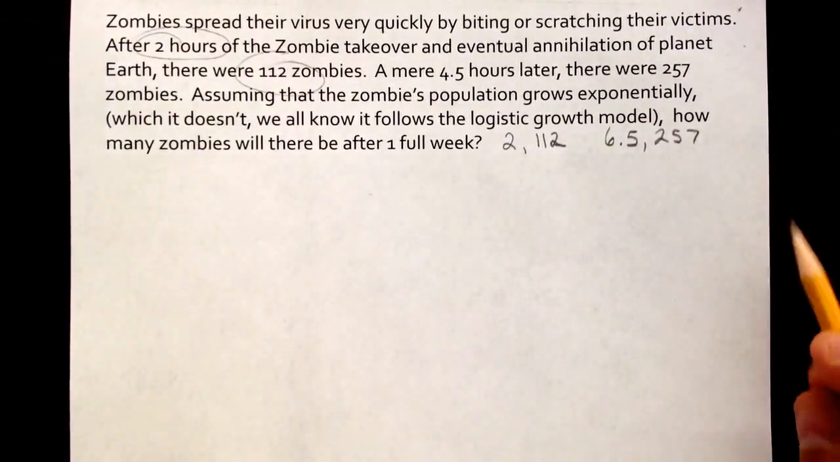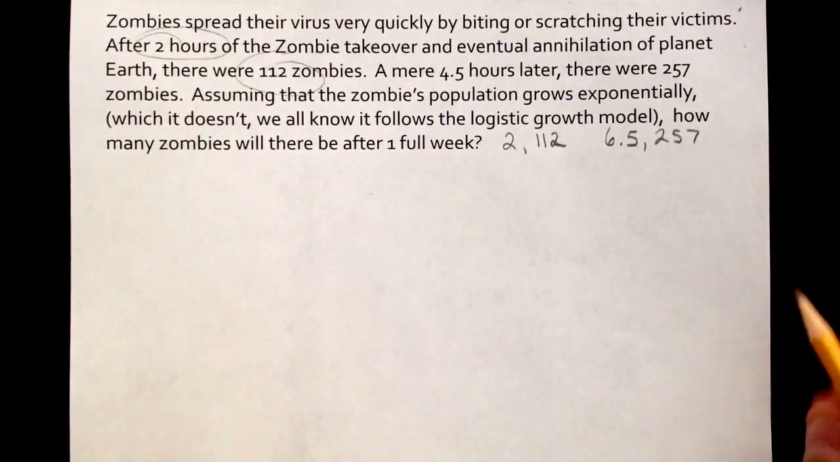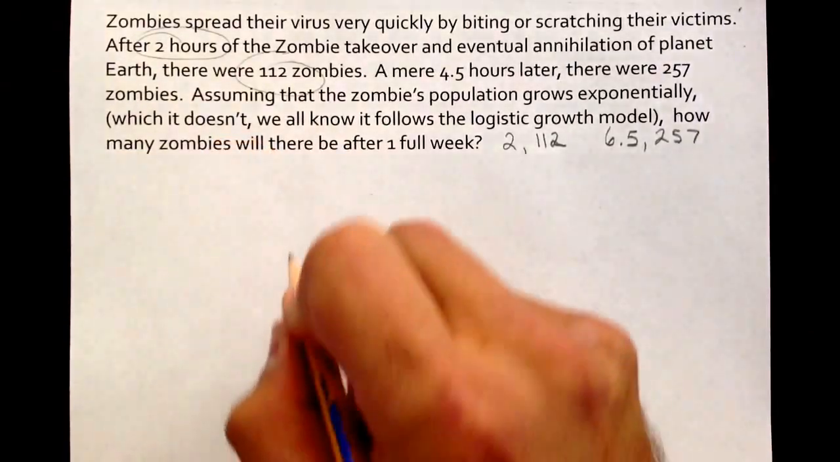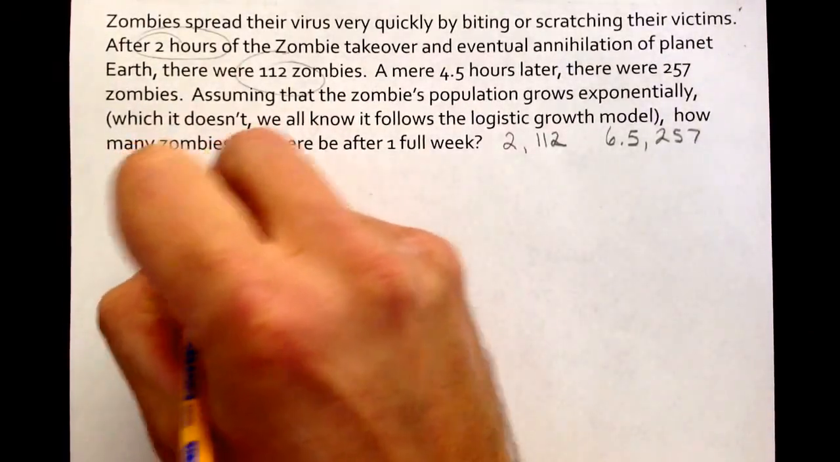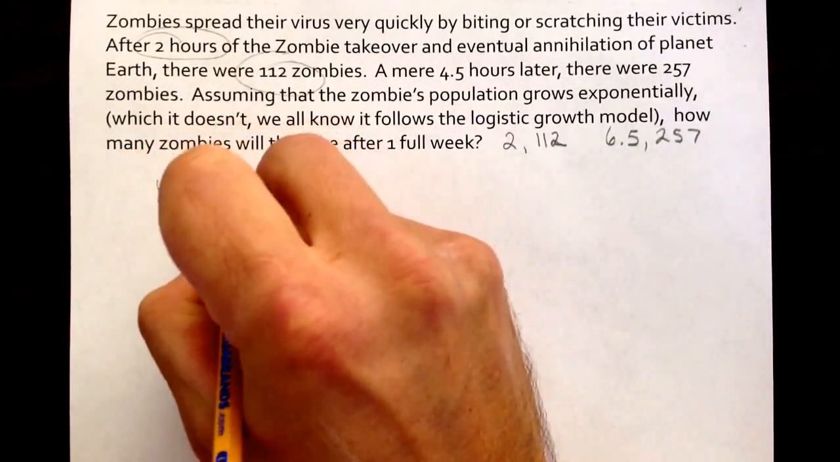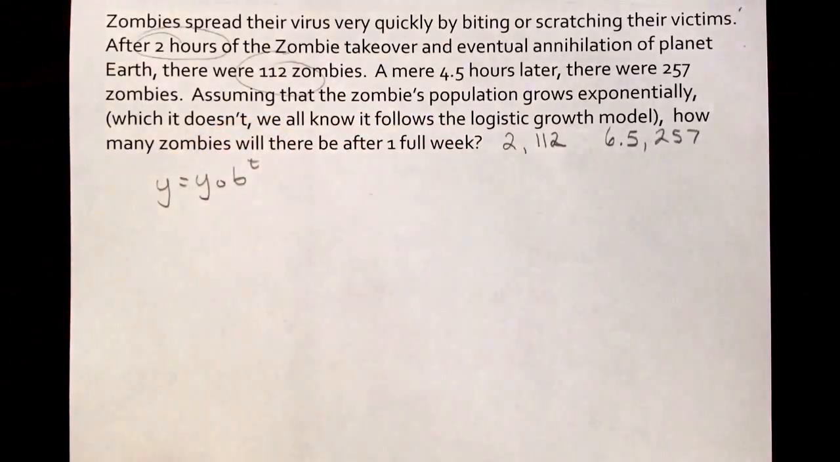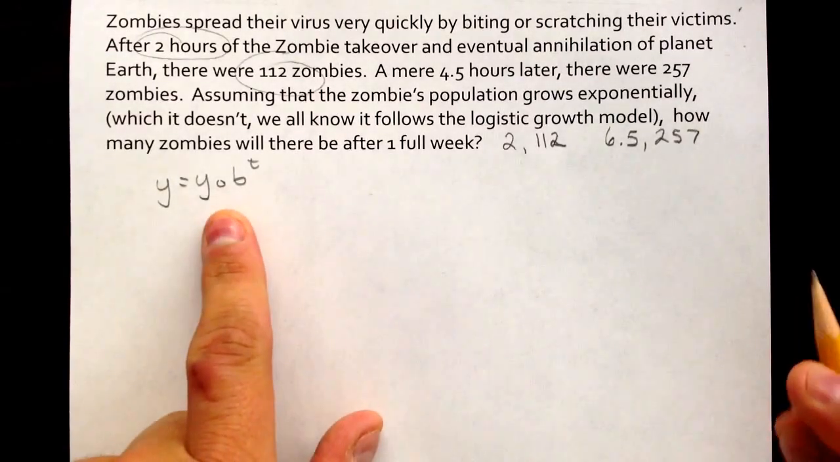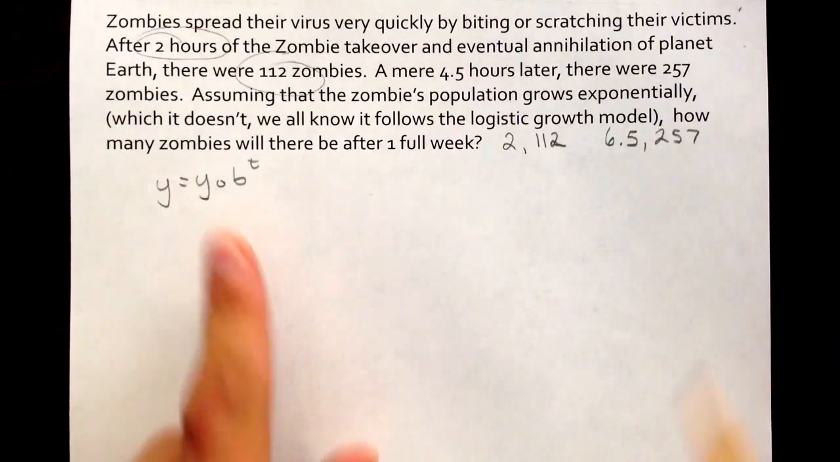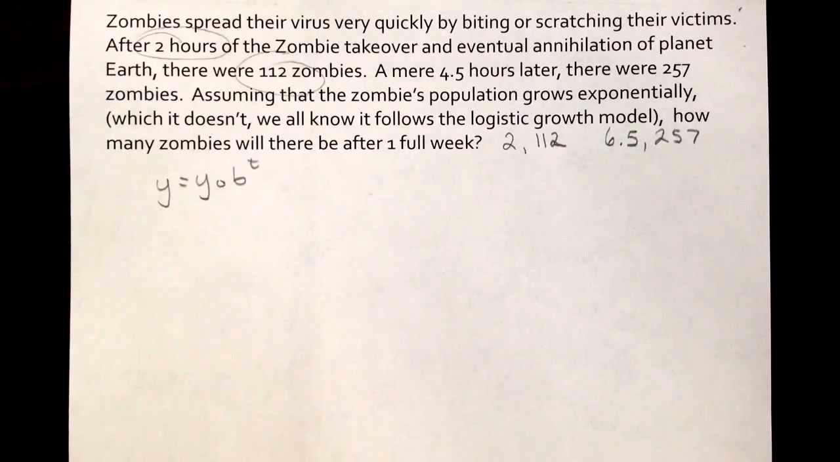So now the next step is to start by writing out our model. That starts out with y equals y sub 0, b to the t. And you do have to know this for the test. There is a problem just like it on the test, so be expecting that. That's why we're going over this now. In this problem, we need to make sure we're putting everything in the right place, so I've used some colored pens to help out with that a little bit.